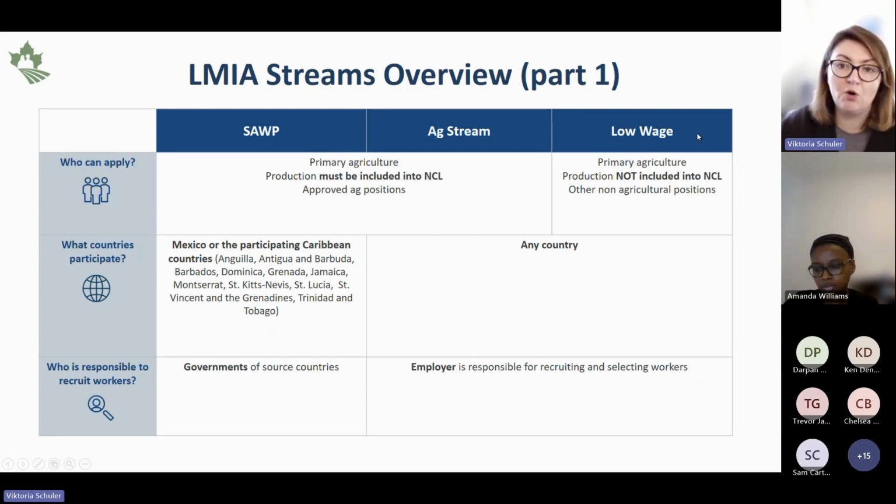If it's ag stream or low wage stream, you as an employer are responsible for recruiting and selecting the workers, and it's up to you how you're going to do it. Whether you're going to just post the job online, partner with a recruitment agency, or have a referral, it's up to you whether you want to do an interview or reference check. I would recommend yes, but it's totally the employer's responsibility.